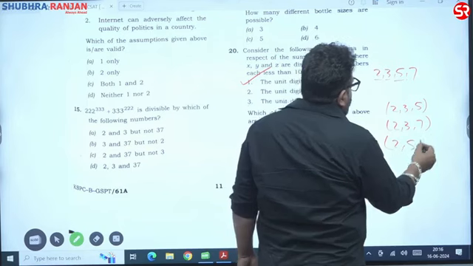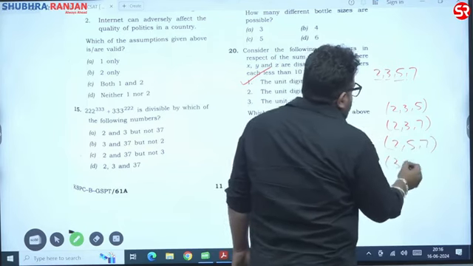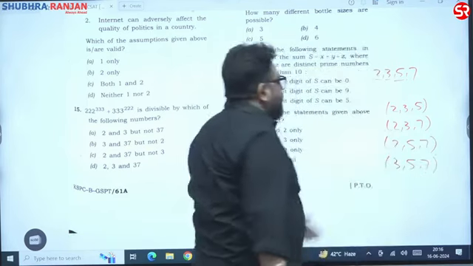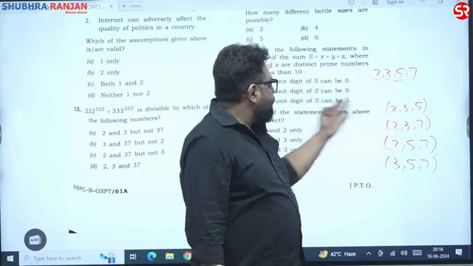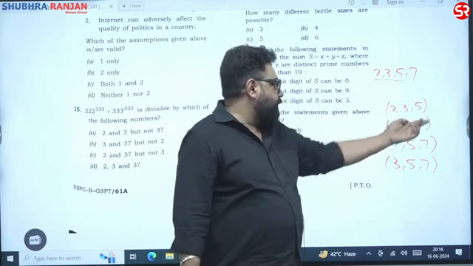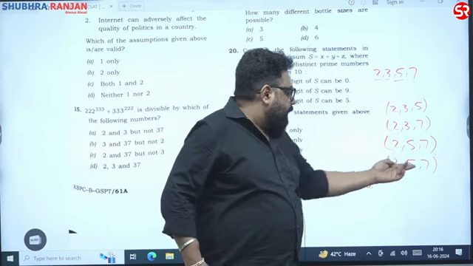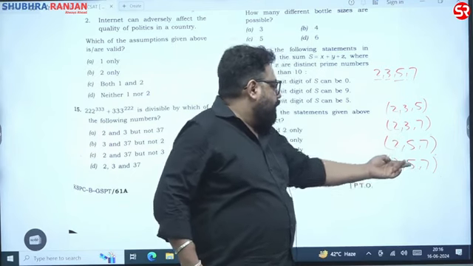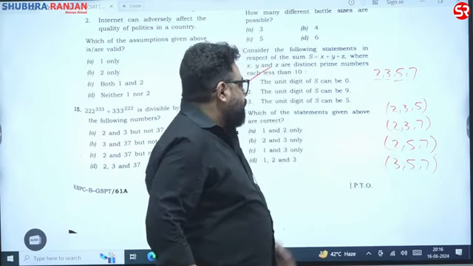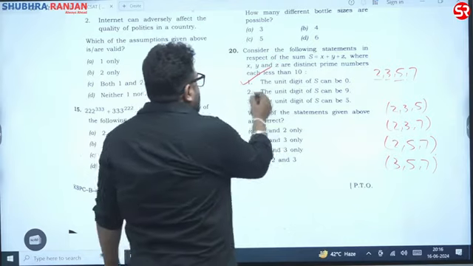2, 5, 7, and 3, 5, 7. So if you check out, is there any number whose unit digit is the addition of the unit digits? This is 0 unit digit, this is 2 unit digit, this is 4 unit digit, and again this comes out to be 12, 5 unit digit, isn't it? So no, unit digit 9 is not coming up.